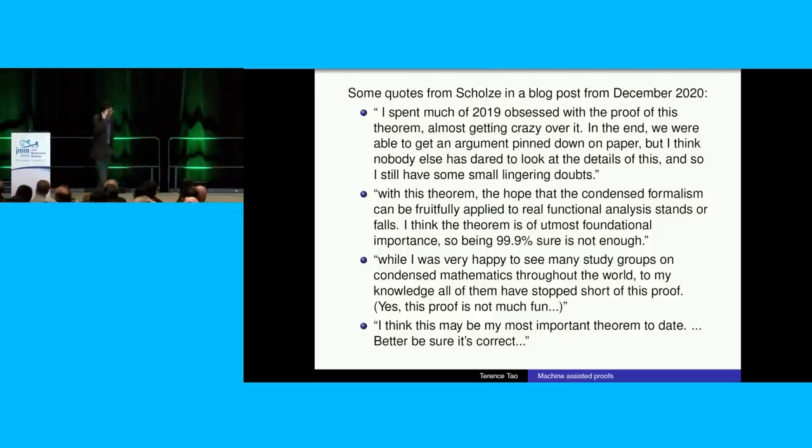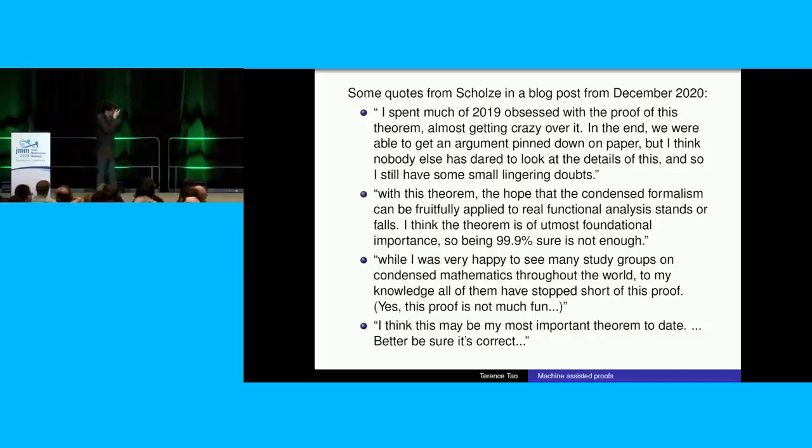And so Scholze wrote a blog post about this. He said, I spent much of 2019 obsessed with the proof of this theorem, almost getting crazy over it. In the end, we were able to get an argument pinned down on paper, but I think no one else has ever dared to look at the details of this, and I still have some lingering doubts. The hope that the condensed formulation can be fruitfully applied to functional analysis stands or falls with this theorem. Being 99% sure is not enough because this theorem is of the utmost fundamental importance. He says, I think this may be my most important theorem to date, which is a really big claim, actually. Better be sure it's correct.